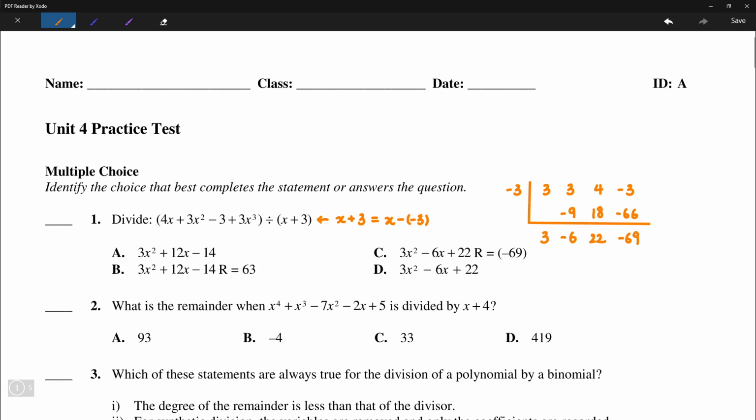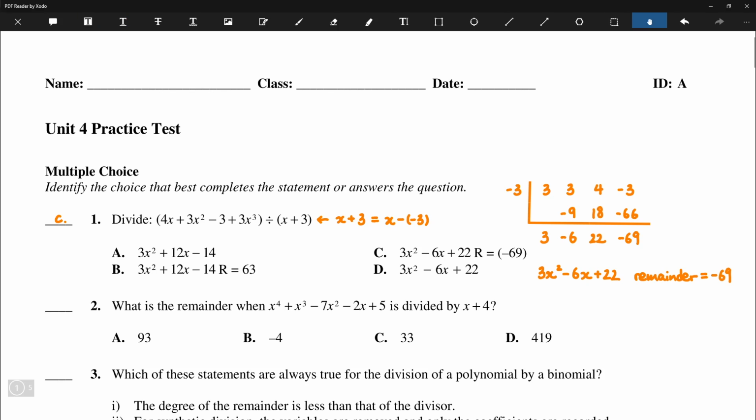So once we've done that, we have the quotient 3x cubed minus 6x squared plus 22, and the remainder is negative 69. So the choice is C.